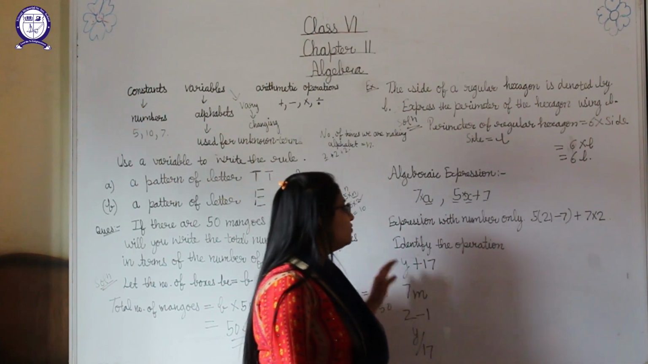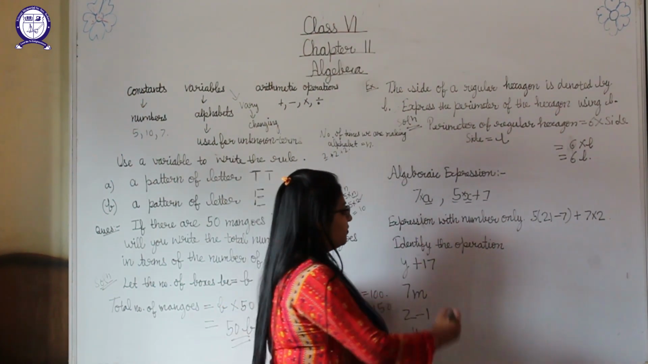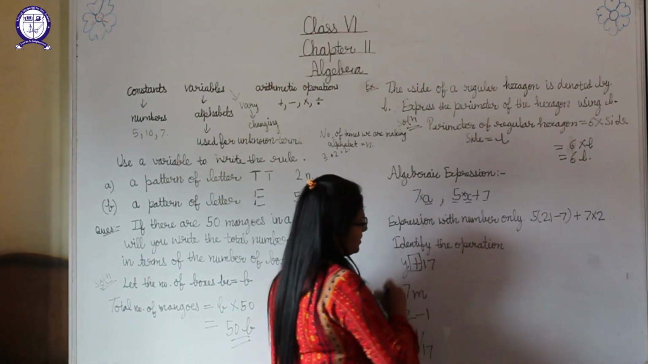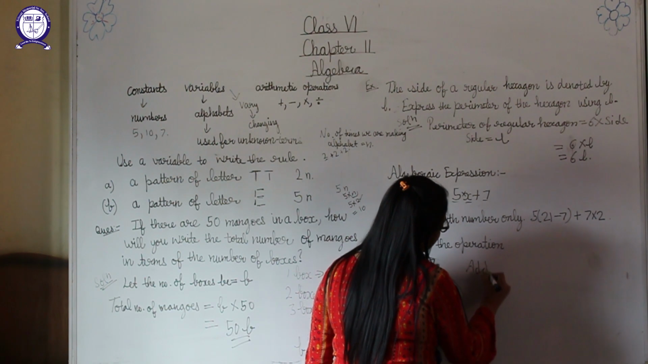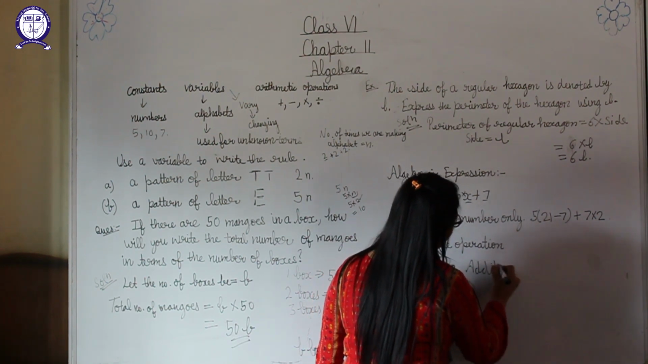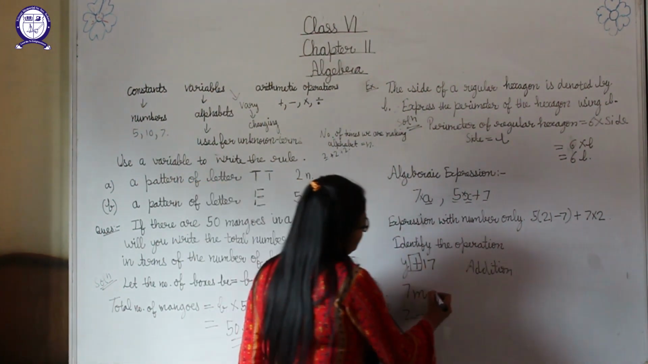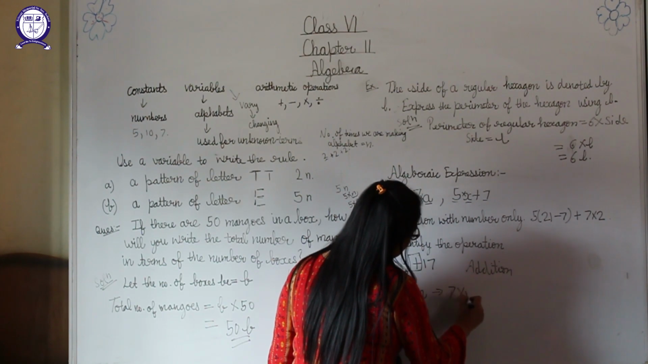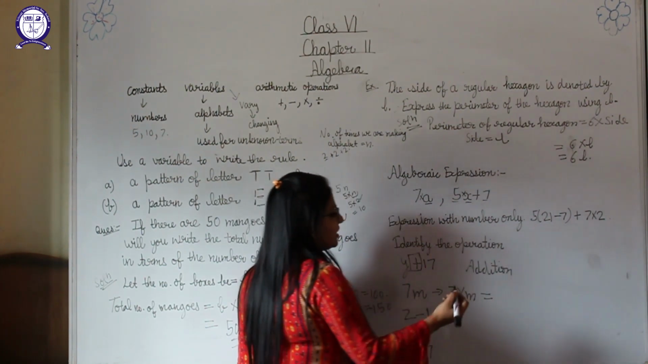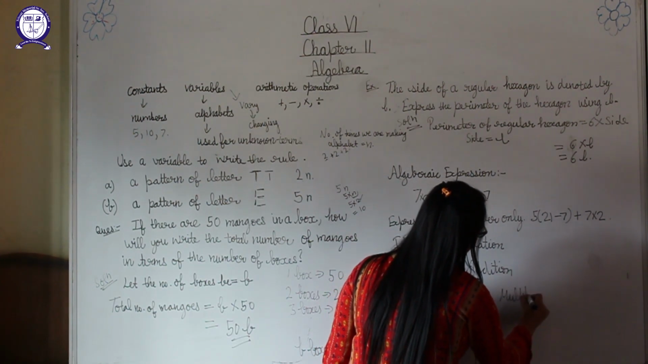Now we have to identify the operations. y plus 17. So what is the operation used here? This plus is the operation used here. So we will write the operation used here is addition. Now what is the operation used here? 7m. I told you that whenever there is no sign, it means there is a multiplication sign between them. It means it is 7 multiply m. So multiplication is the operation here.